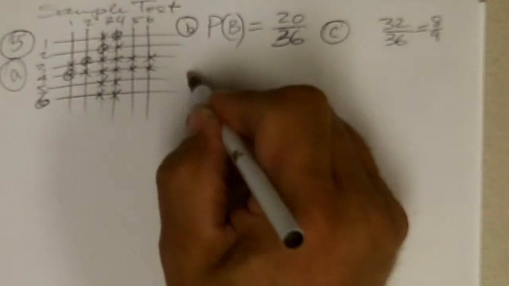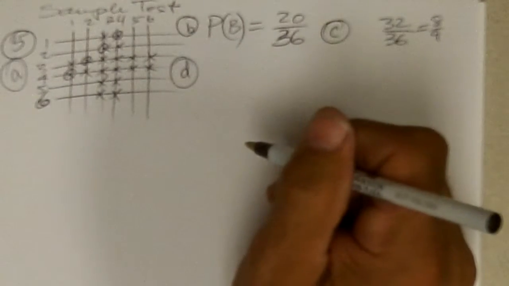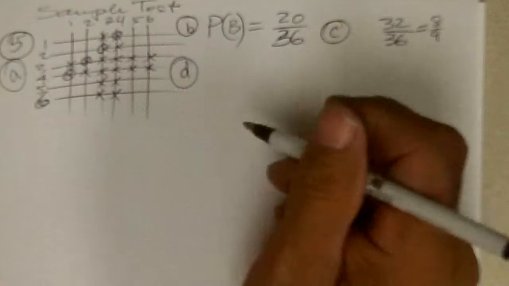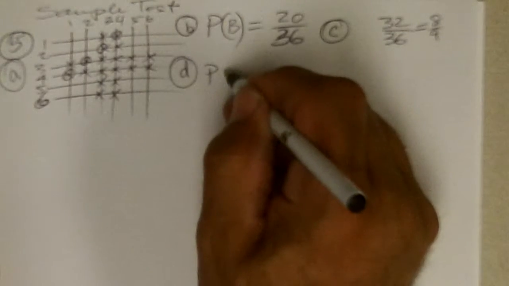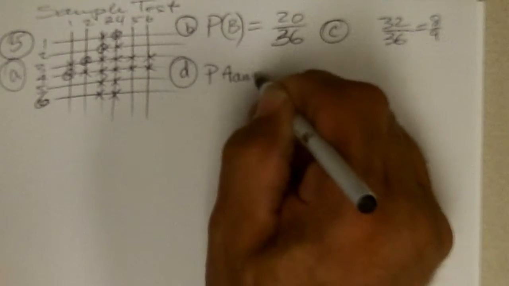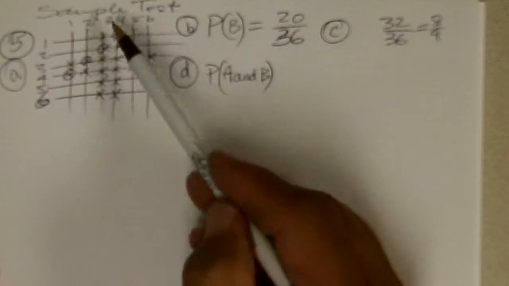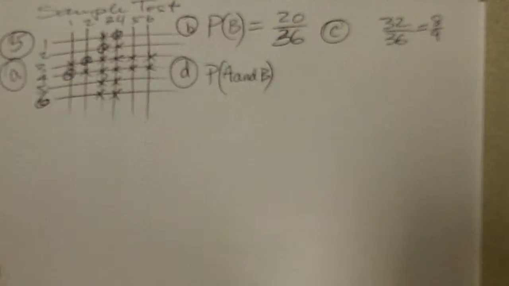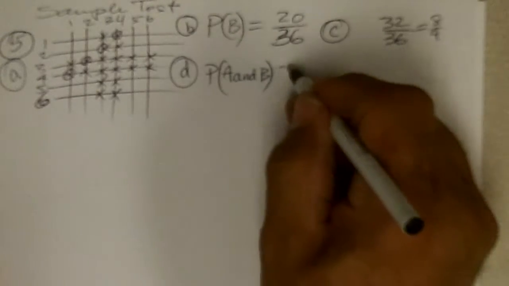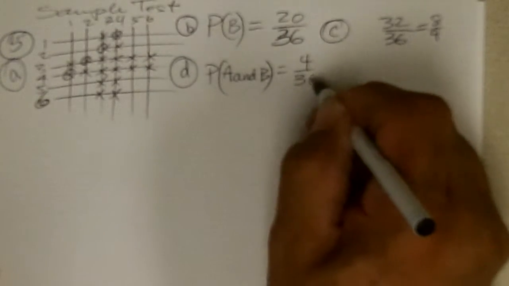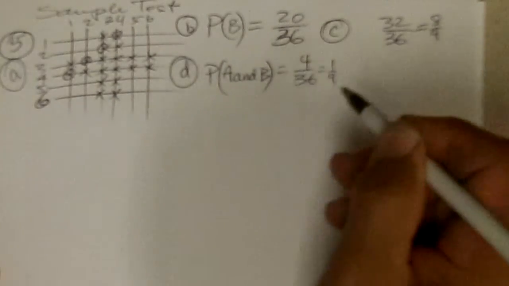Okay, C, D. D said probability of A and B. Probably A and B. That means the overlap. So there's 1, 2, 3, 4 that are in both out of the 36, which is 1/9.